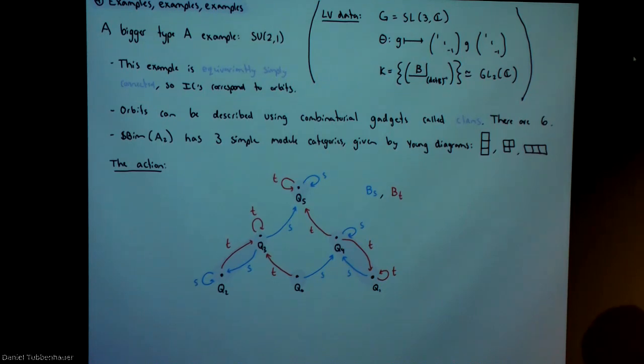And so if we draw the same picture we drew before, these are our 6 orbits, and they're drawn in terms of their orbit closure relations. So the top one is a 3-dimensional open orbit. There are 2 2-dimensional orbits and 3 1-dimensional orbits. And the action looks like this.